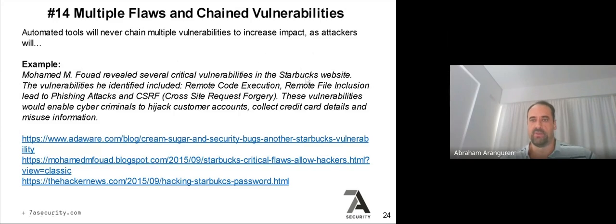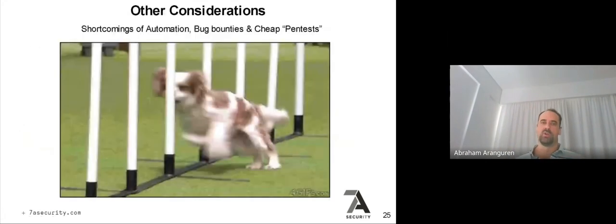In this example, you have a Starbucks vulnerability that this guy Mohammed found, and he found remote code execution, remote file inclusion, leading to phishing attacks and cross-site request forgery, right? So these vulnerabilities would enable cyber criminals to hijack your customer accounts, collect credit card details, and misuse information. All this type of stuff requires a human to chain it all together.